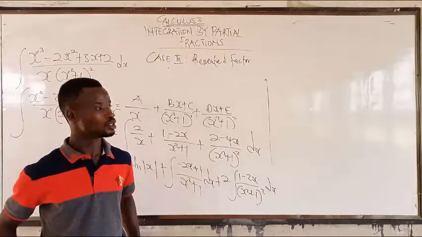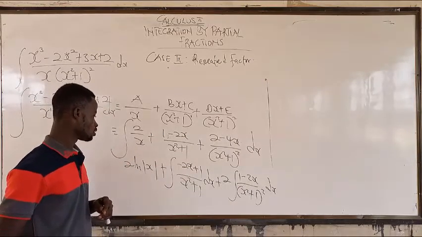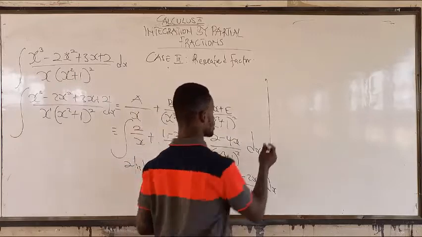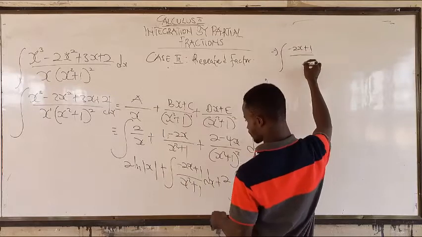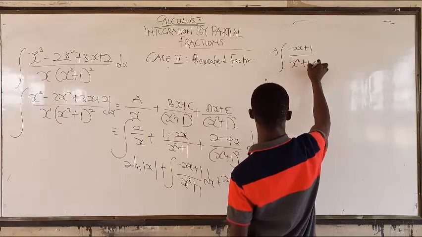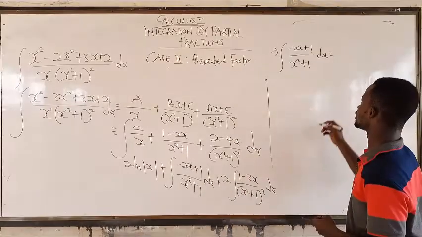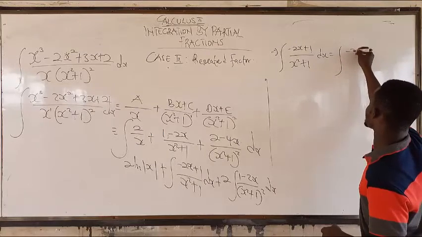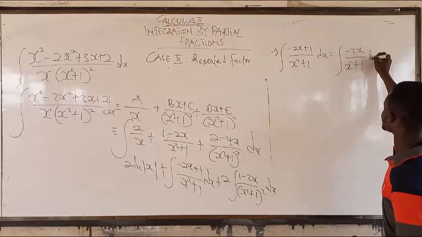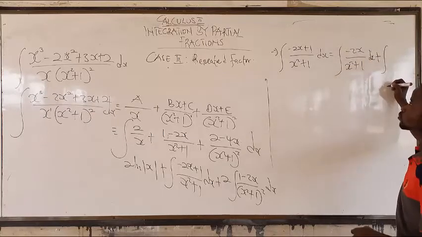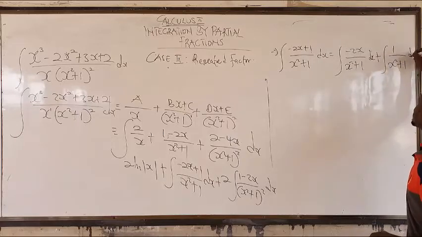Good. So now we know that this will be 2 ln s. But let's go for this. Here we can split it, alright? We can split this: negative 2s over s squared plus 1 ds, plus integral of 1 over s squared plus 1 ds.